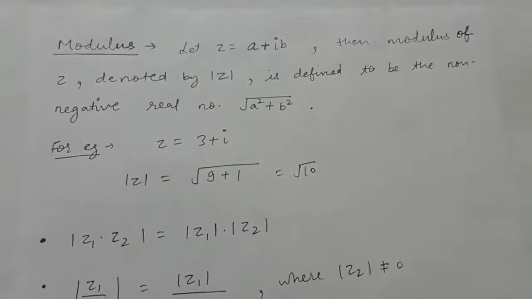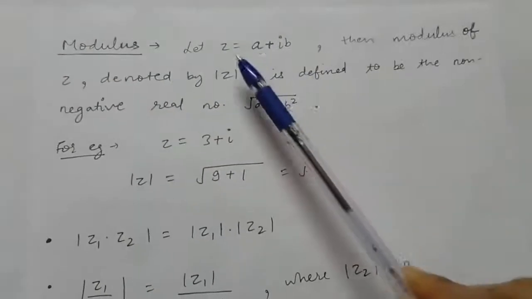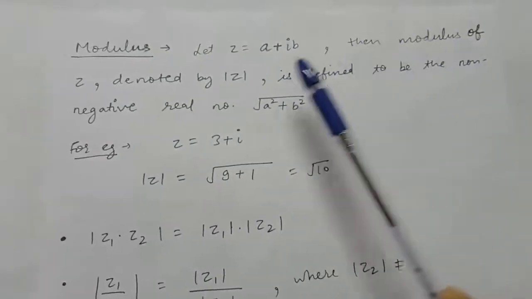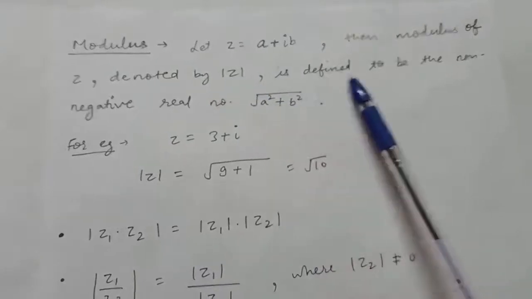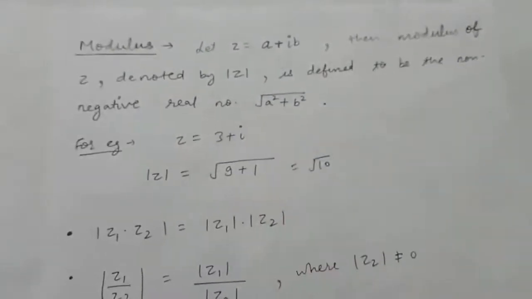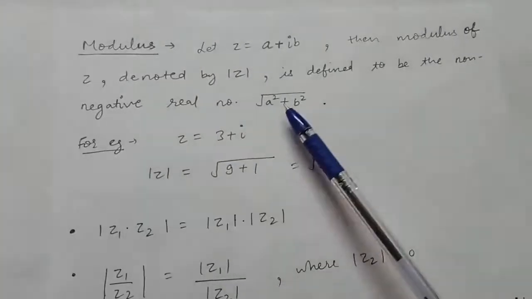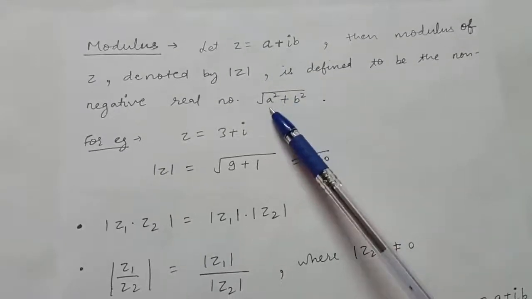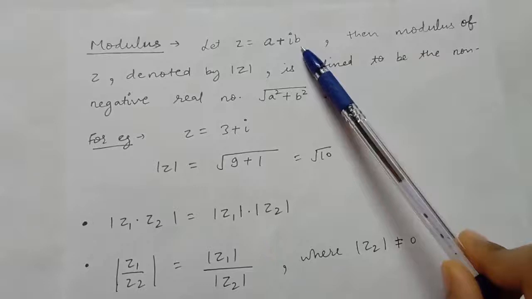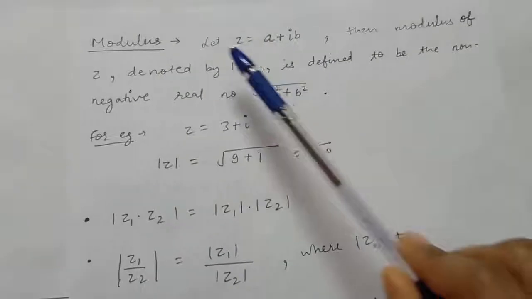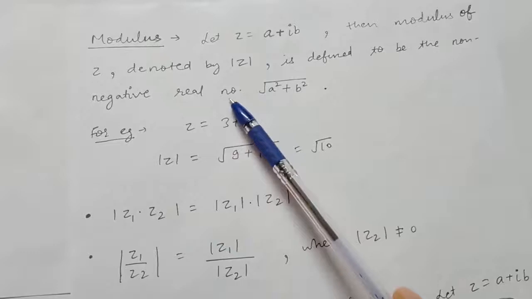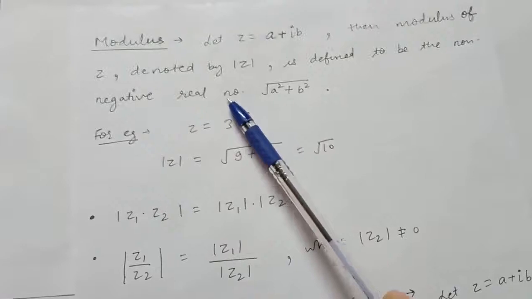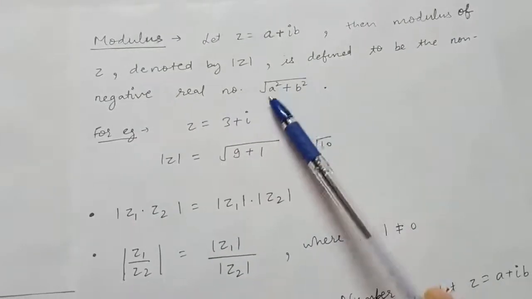Now modulus of a complex number. Suppose z equals a plus iota b is a complex number, then modulus of z is defined to be the non-negative real number root a square plus b square. Root a is what? Real part. So real part square plus b is what? Imaginary part. Imaginary part square. So modulus is a non-negative real number. That is, it can be either 0 or positive but not negative.